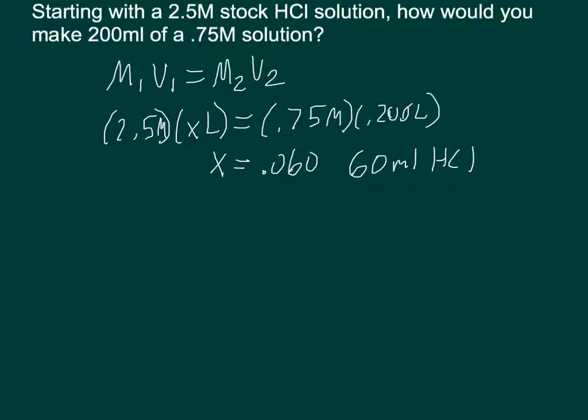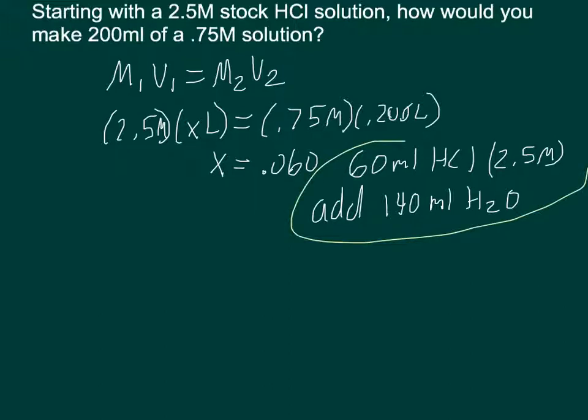Now note it asks how would you make 200 milliliters of that. So what we would do is take 60 milliliters of the HCl at 2.5 molar, and we would add 140 milliliters of water, because we need to have 200 milliliters at the end. So if you take this 200 milliliters that you're looking for, subtract off the 60, V2 minus V1 is how much water you added. So right here is our answer. Here's how we would make up a solution of that. We would take 60 mLs of the 2.5 molar HCl and we would add 140 mLs of H2O.